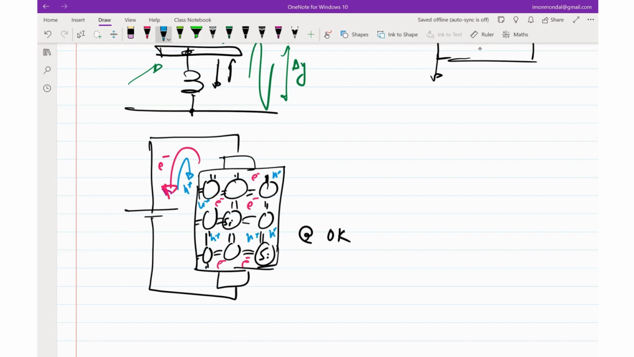Simply because of the way the carriers have been generated. In this case, the carriers have been generated by breaking covalent bonds. The moment you break a covalent bond, you create an electron-hole pair. And when you apply an electric field, both of them move. Now, sometimes it becomes difficult to intuit why a hole moves. So a hole is ultimately a vacancy.